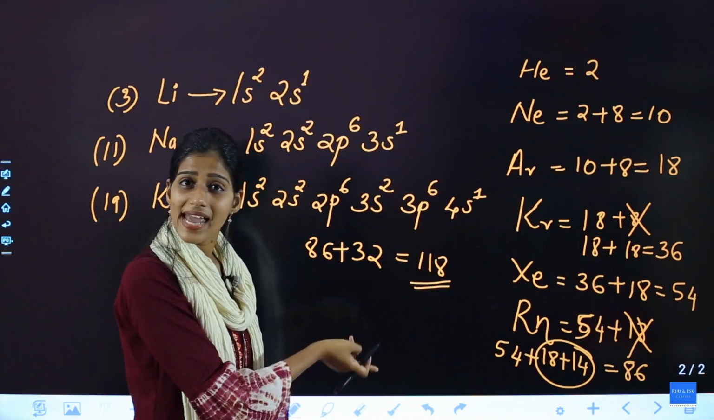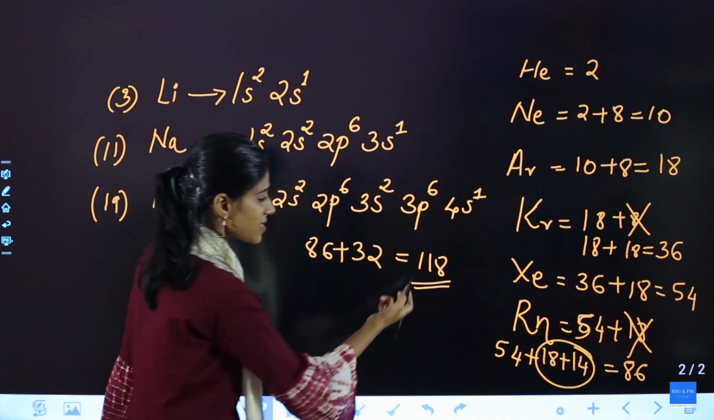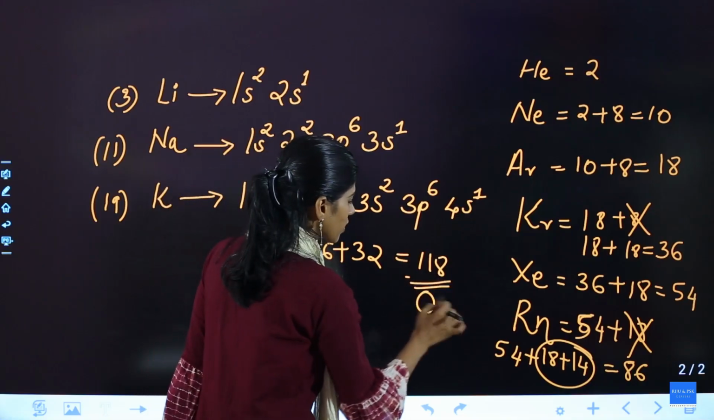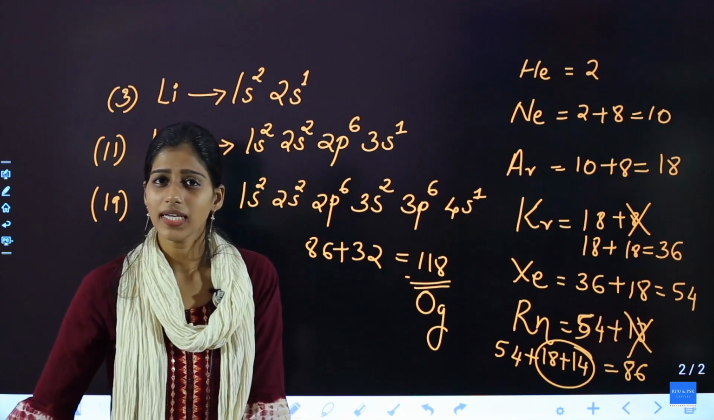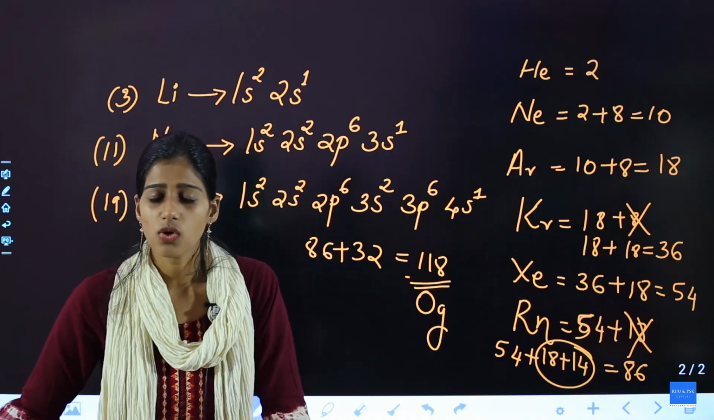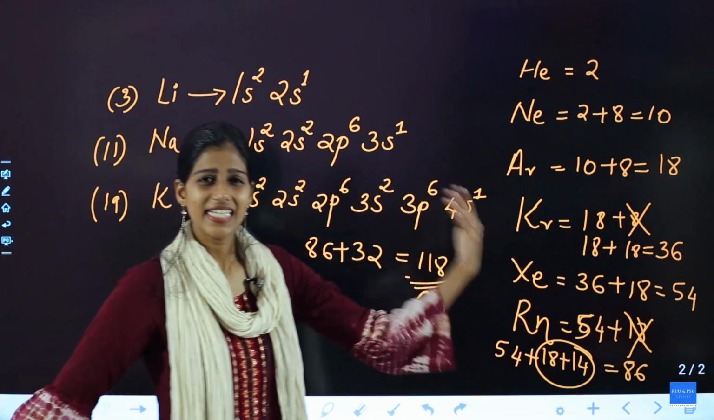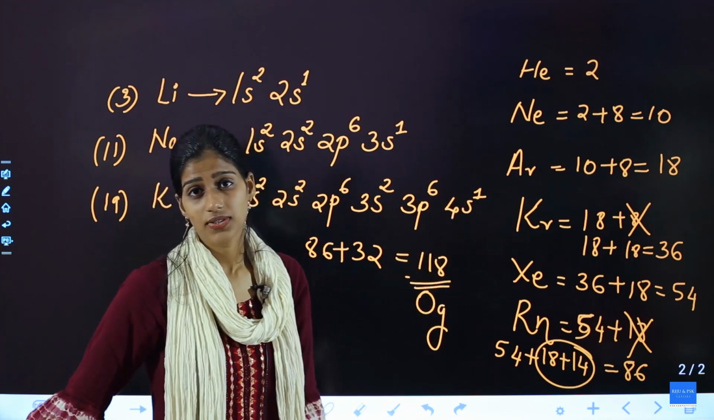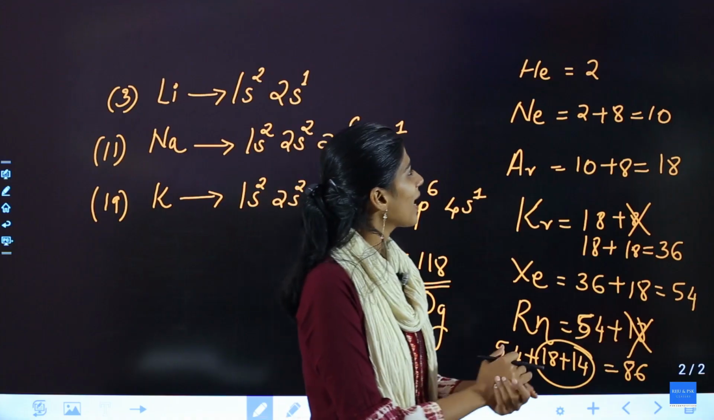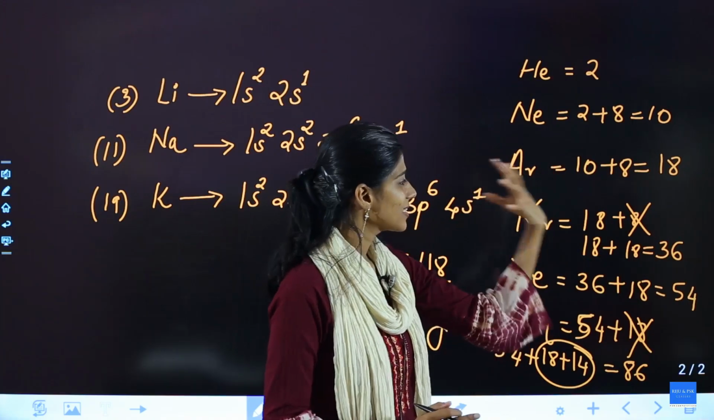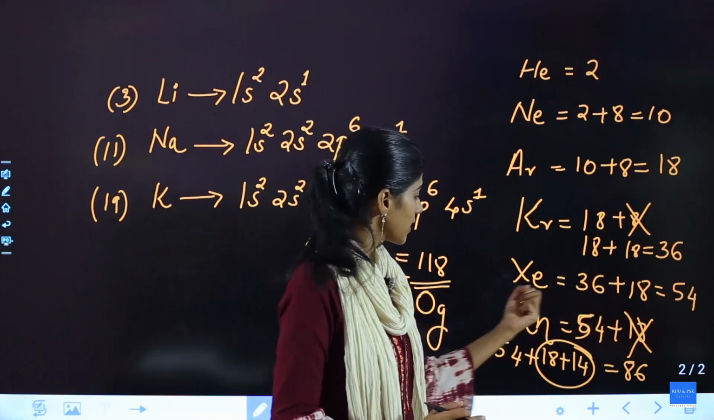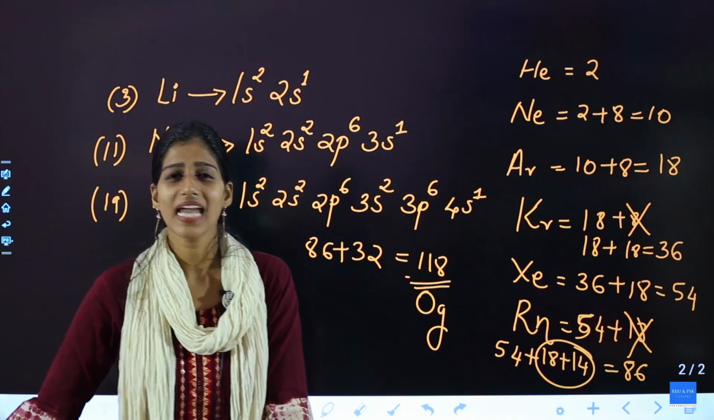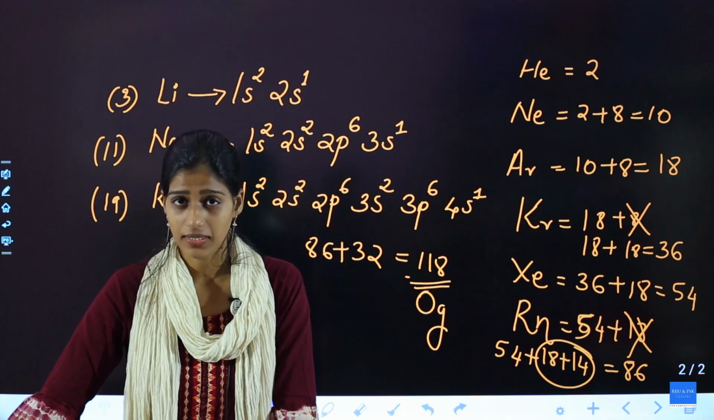You remember how to name 118. What will be the name given? This is ununoctium, Uuo. It is ununoctium, which is your oganesson, Og. Okay. So, these are actually the atomic numbers of the 18th group elements, which are also termed as 0 group or your noble gases. Okay. So, now this is very easy. You have helium 2, neon 10, argon 18, krypton 36, xenon 54, radon 86 and the next one is 118, that is your oganesson.